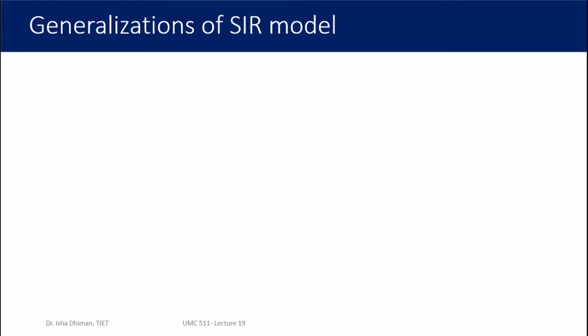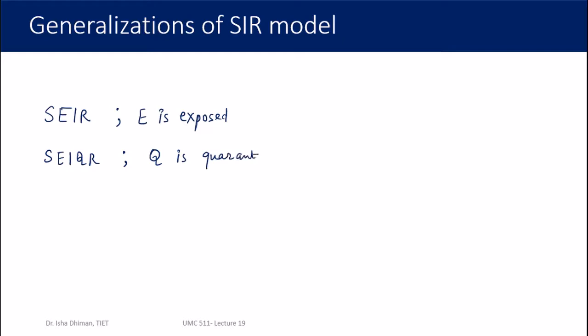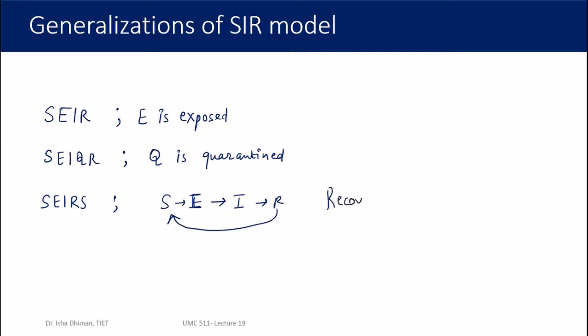And then there are a few generalizations of the SIR model. SEIR. So one more category is included here, E, which stands for exposed, exposed to infection. SEIQR, where Q stands for quarantine. So the number of people who are quarantined or isolated. SEIRS. So S goes to E, goes to I, goes to R, and a recovered person again goes back to the susceptible class.